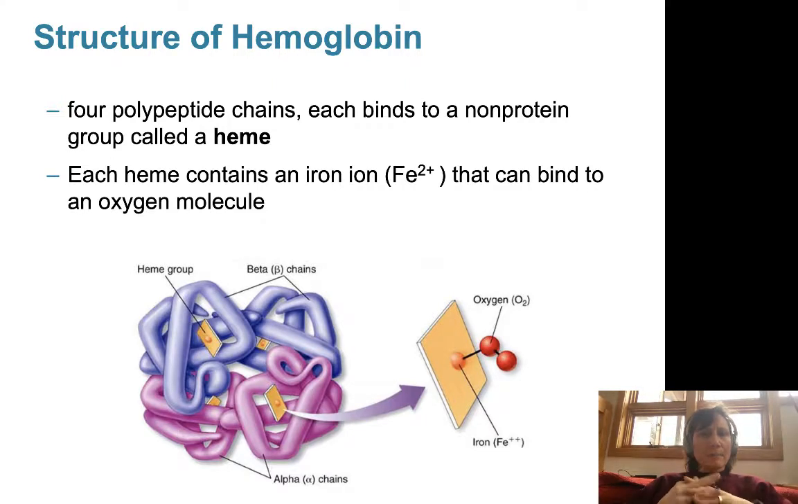So let's talk about hemoglobin. You can see a picture of it indicated here. It consists of 4 polypeptide chains: 2 alpha chains and 2 beta chains. Each of these chains contains a non-protein group called heme, indicated here by this yellowish rectangle. Each heme contains an iron ion that can bind an oxygen molecule. So this hemoglobin molecule can bind up to 4 oxygen molecules, 1 on each of these heme groups.